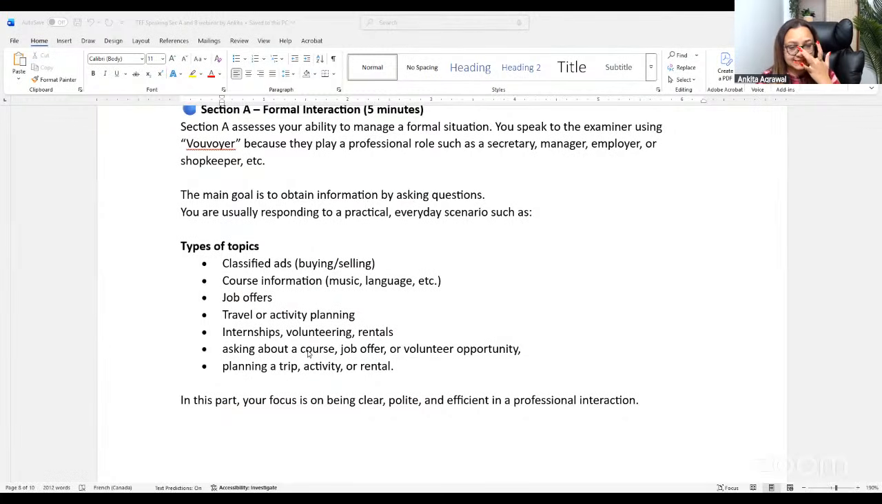What sort of topics come in the exam? TEF has fixed domains and question types. It could be from classified ads, buying and selling, buying a home, selling something, or course information, like I would like to enroll myself for a course of music, language, and so on. Job offers, like I would like to apply for the garderie d'animal, garde des enfants, and so on. Travel, activity, like you have to call somebody to book a reservation in a hotel or restaurant, all of which is very similar to what you do in TCF also.